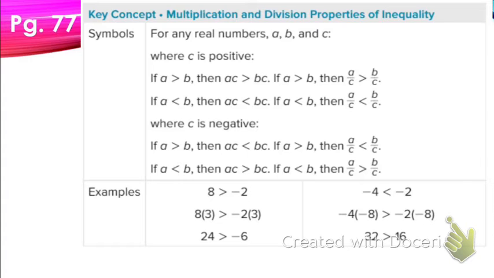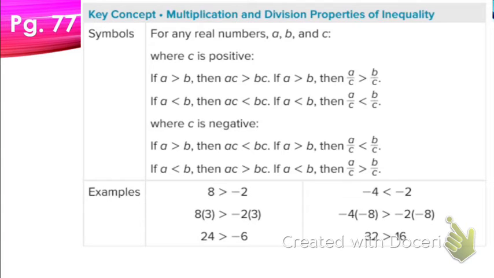If I multiply both of these by negative 8, negative times a negative gives me a positive, so I have a positive 32. Over here, if I multiply by negative 8, I get a positive 16. I started off with a less than sign. Is 32 less than 16? No. 32 is bigger than 16. So the inequality that I started with, when I multiplied by a negative, it had to flip.